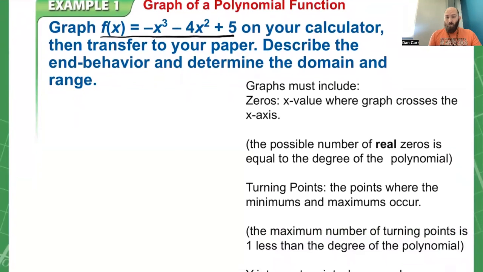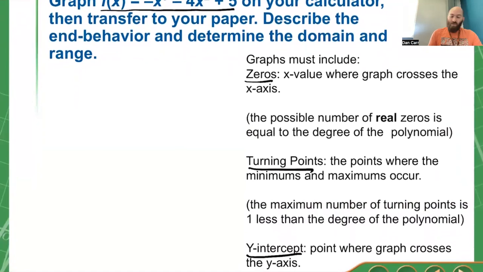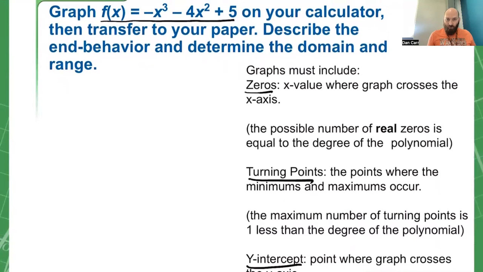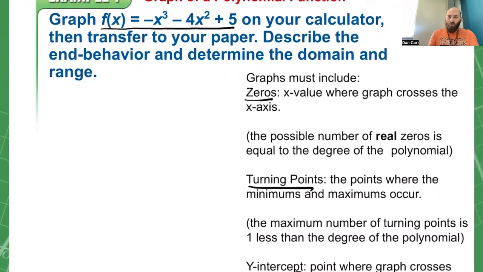So you look into your graphing calculator, and you're going to want to find zeros. You're going to want to find turning points, and you're going to want to find the y-intercept. I can do the y-intercept without the graph, but we can just see it on there too. Okay, so zeros, remember, that's any time where the graph crosses the x-axis.